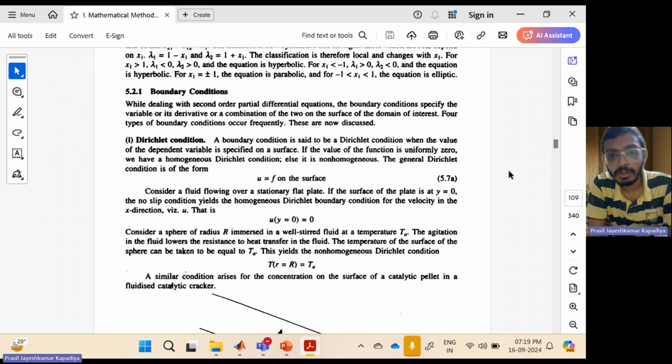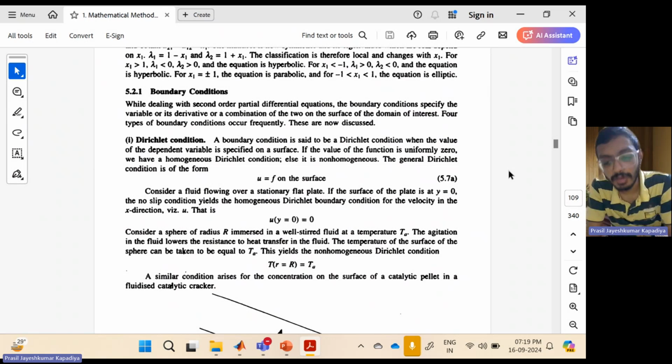So what is the Dirichlet boundary condition? Let's read it. A boundary condition is said to be a Dirichlet condition when the value of the dependent variable is specified on a surface. So only the value is specified, nothing else. If the value of the function is uniformly 0, we have a homogeneous Dirichlet condition, else it is non-homogeneous. Let's not worry about this homogeneous and non-homogeneous part. So the condition will be in this form: u is equal to f on the surface. Correct? The problem that I showed you.